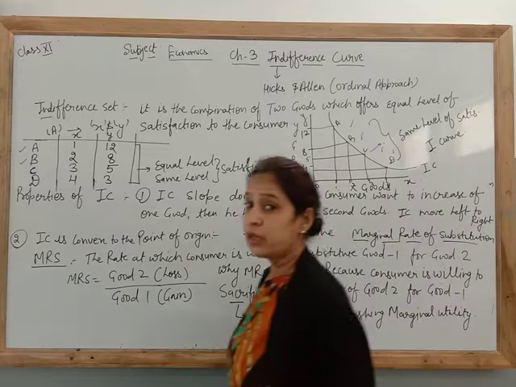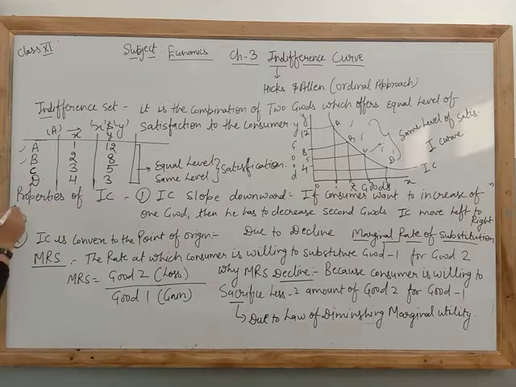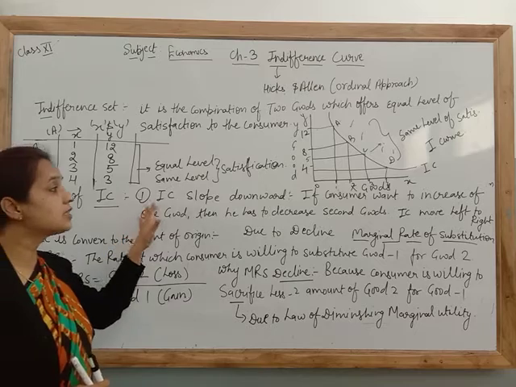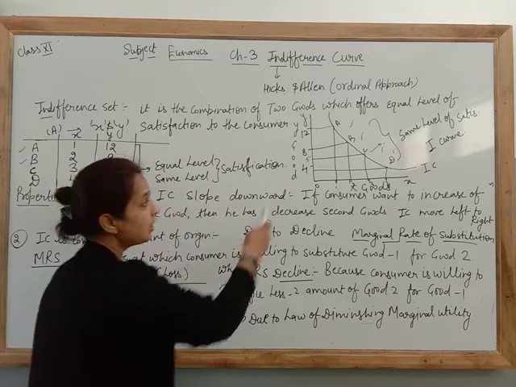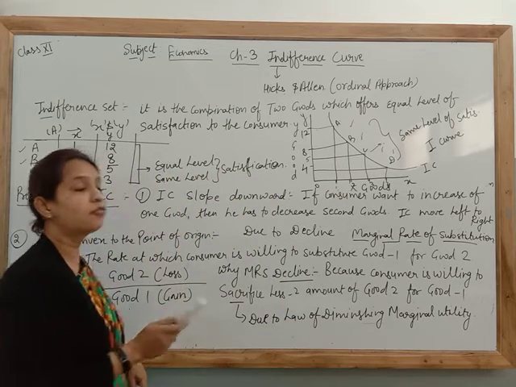Clear? Now the next topic, that is properties of IC. What are the properties of IC? There are 5 properties of IC. First property, that is IC slopes downward. You can see IC slopes downward from left to right.